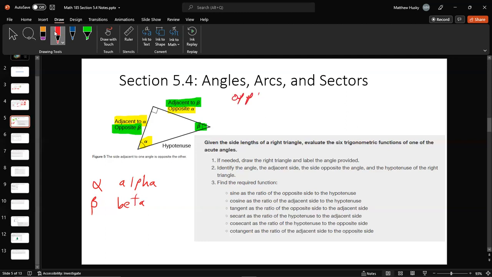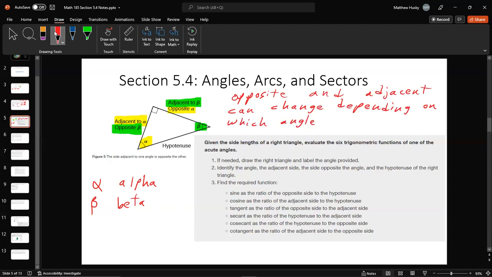I'll even write that down. Opposite and adjacent can change depending on which angle you are using. So just be aware that opposite and adjacent have like an identity crisis. Depending on the situation, they could be different.